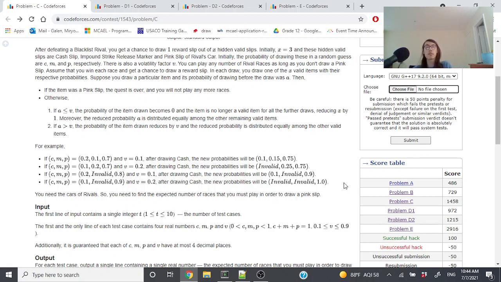So when we remove a thing, half of its probability goes to P, and half of it goes to the other one.